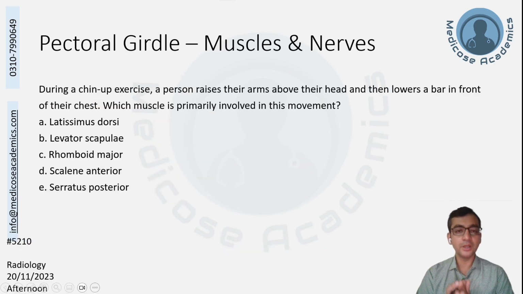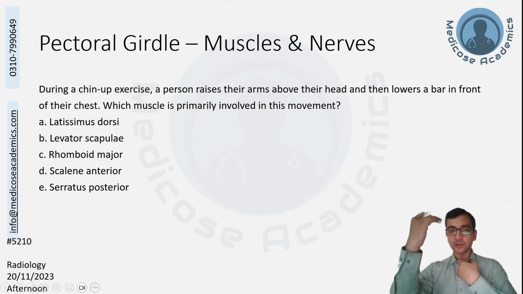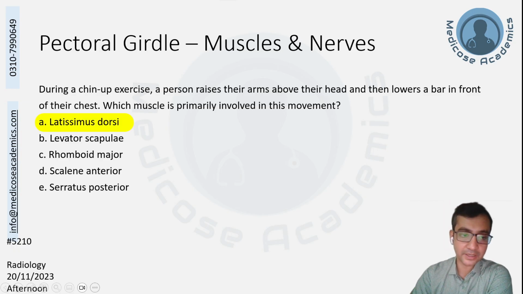The same topic, during the chin up exercise, a person raises their arm above the head and then lowers a bar in front of his chest. As you go up, the bar, relative to the body, will come down. The muscle primarily involved in this movement is latissimus dorsi.